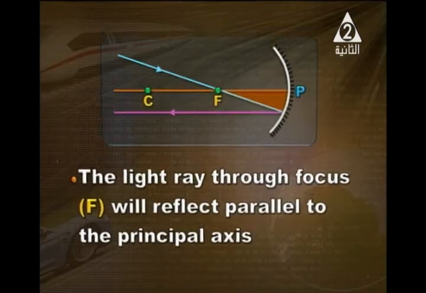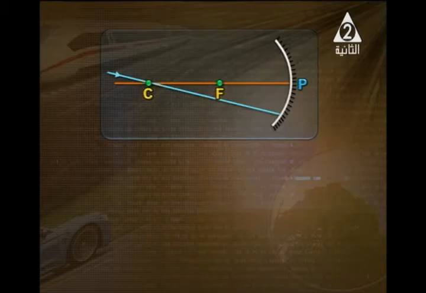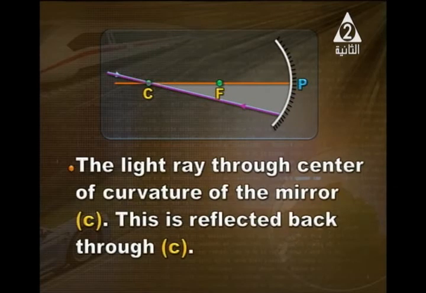Another rule. What happens if the light ray falls incident passing through the center of curvature of the mirror? It will reflect on itself. If the light ray passes through the center of curvature of the mirror, it will reflect back through the point C, reflecting on itself.